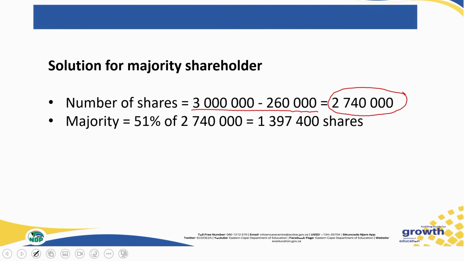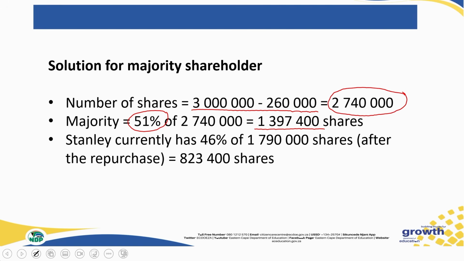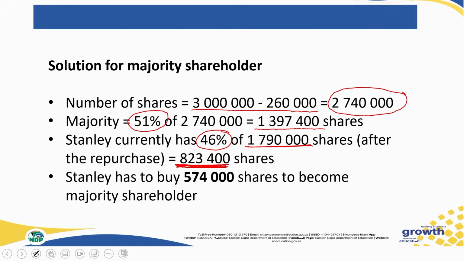Then if a person wants majority, it's 51%. So that would be 1,397,400 shares. Stanley currently has 46% of the shares, which was 1,790,000 shares. So therefore that means Stanley has 823,400 shares of the 1,790,000. So Stanley needs to buy 574,000 shares in order for him to become a majority shareholder.